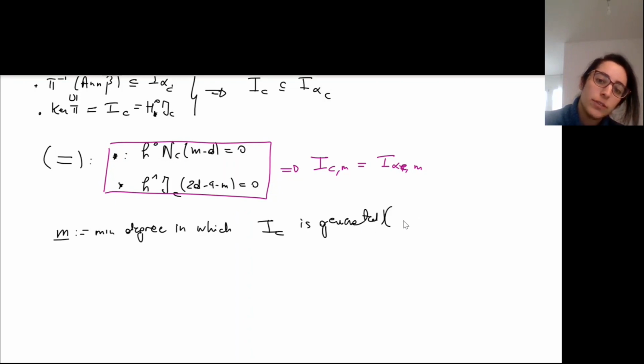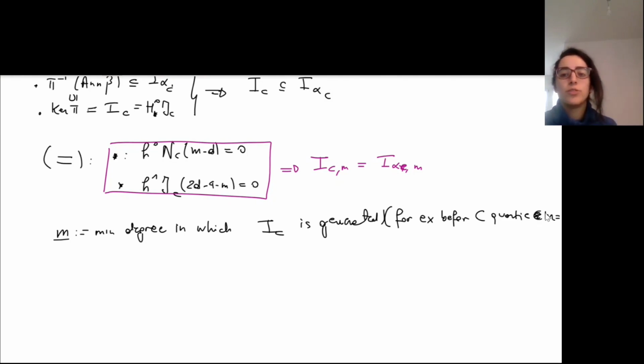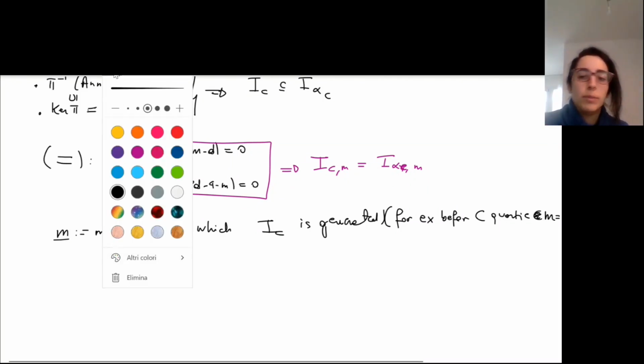For instance, in the example before of the C quartic, M is 3 because 3 cubics generated the quartic. So we just fix M to be the degree in which the ideal is generated, and we drop out the dependence on M. Otherwise, those vanishing conditions depend also on M. Okay. So we can have bounds.